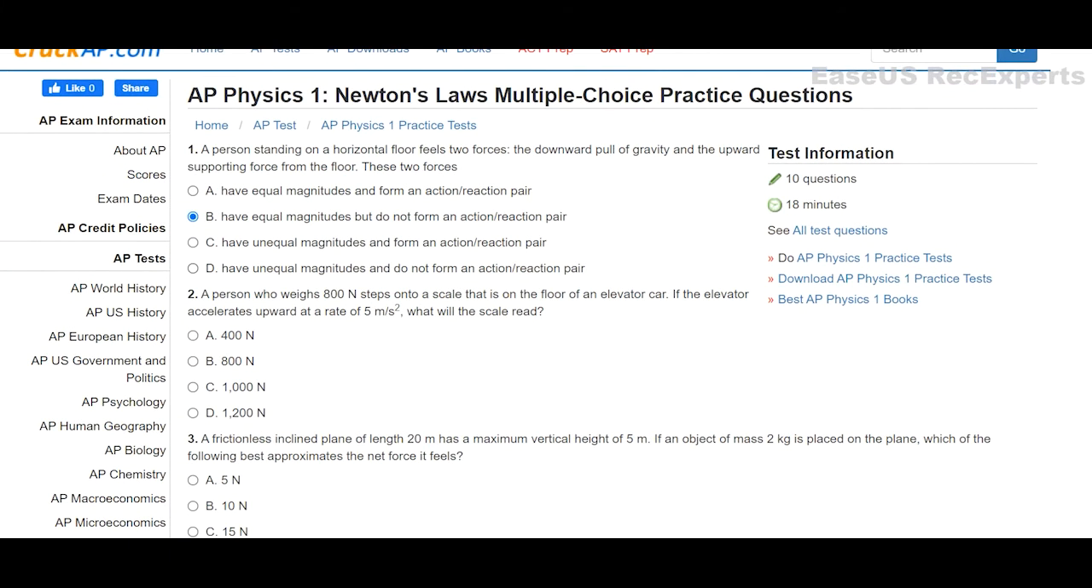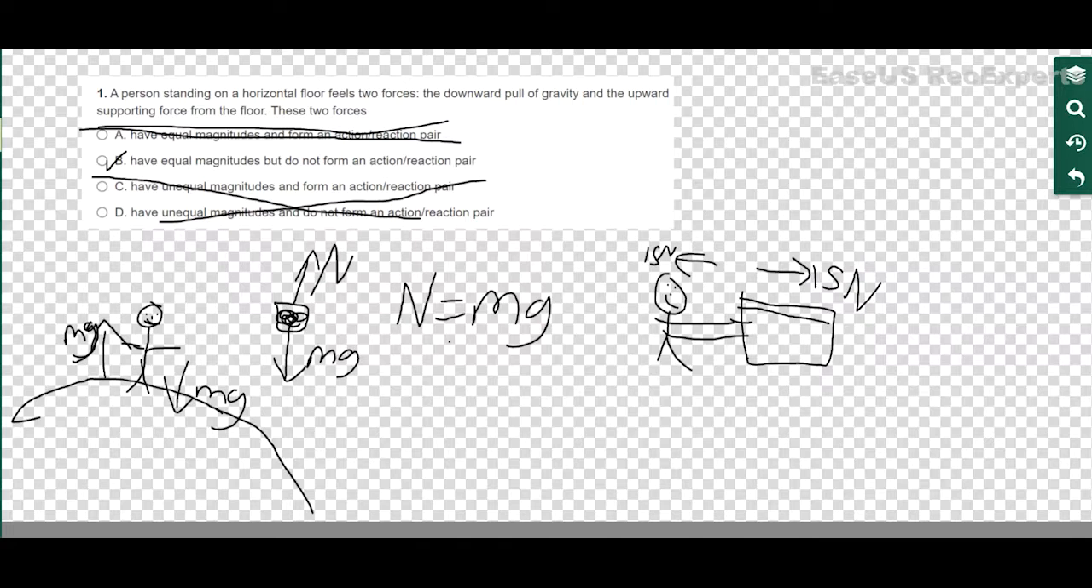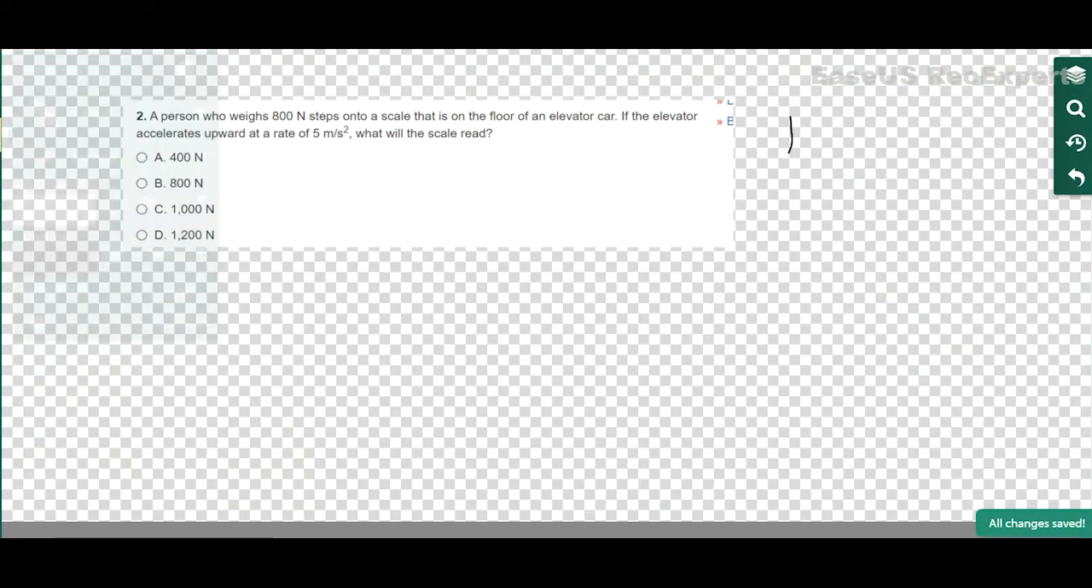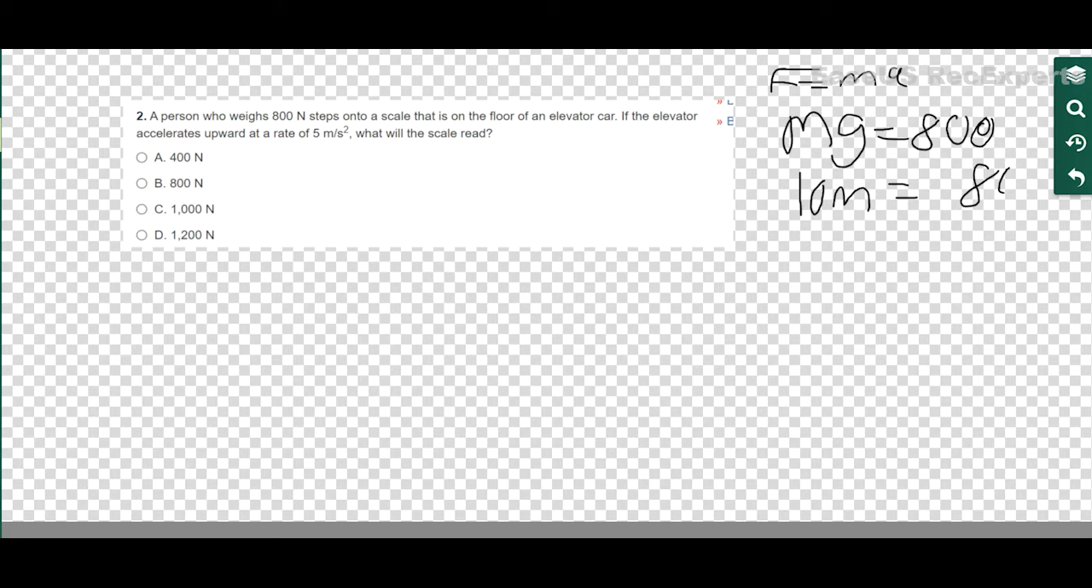Now let's take a look at number 2. A person who weighs 800 newtons. When I see weighs 800 newtons, I'm thinking that mg is equal to 800, because F is equal to ma. That's basically the premise of this entire unit. F is equal to ma, and in this case, a would be g, the value of your acceleration would be gravity downwards. So in this case, g is supposed to be equal to 10. So we've got 10m is equal to 800, and then we can conclude that m is equal to 80 kilograms.